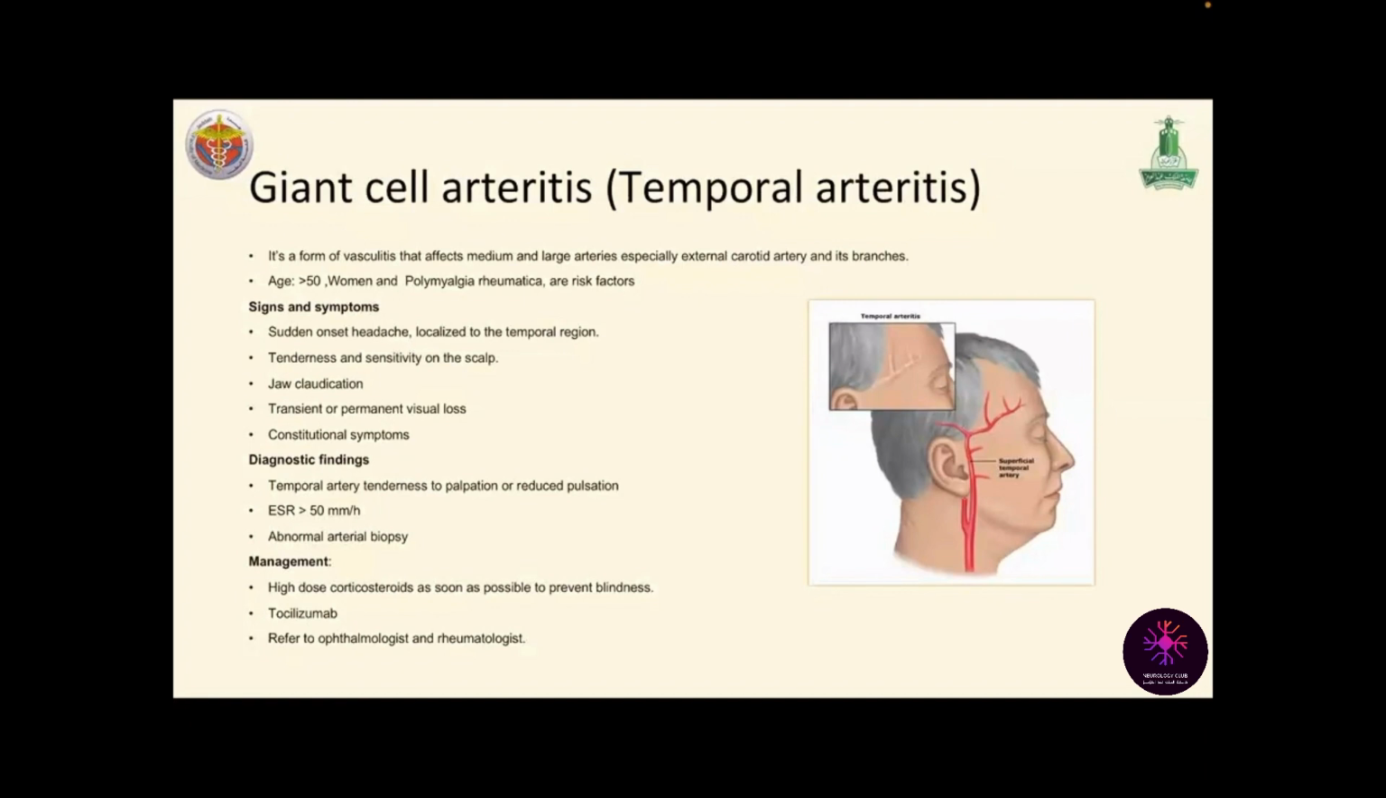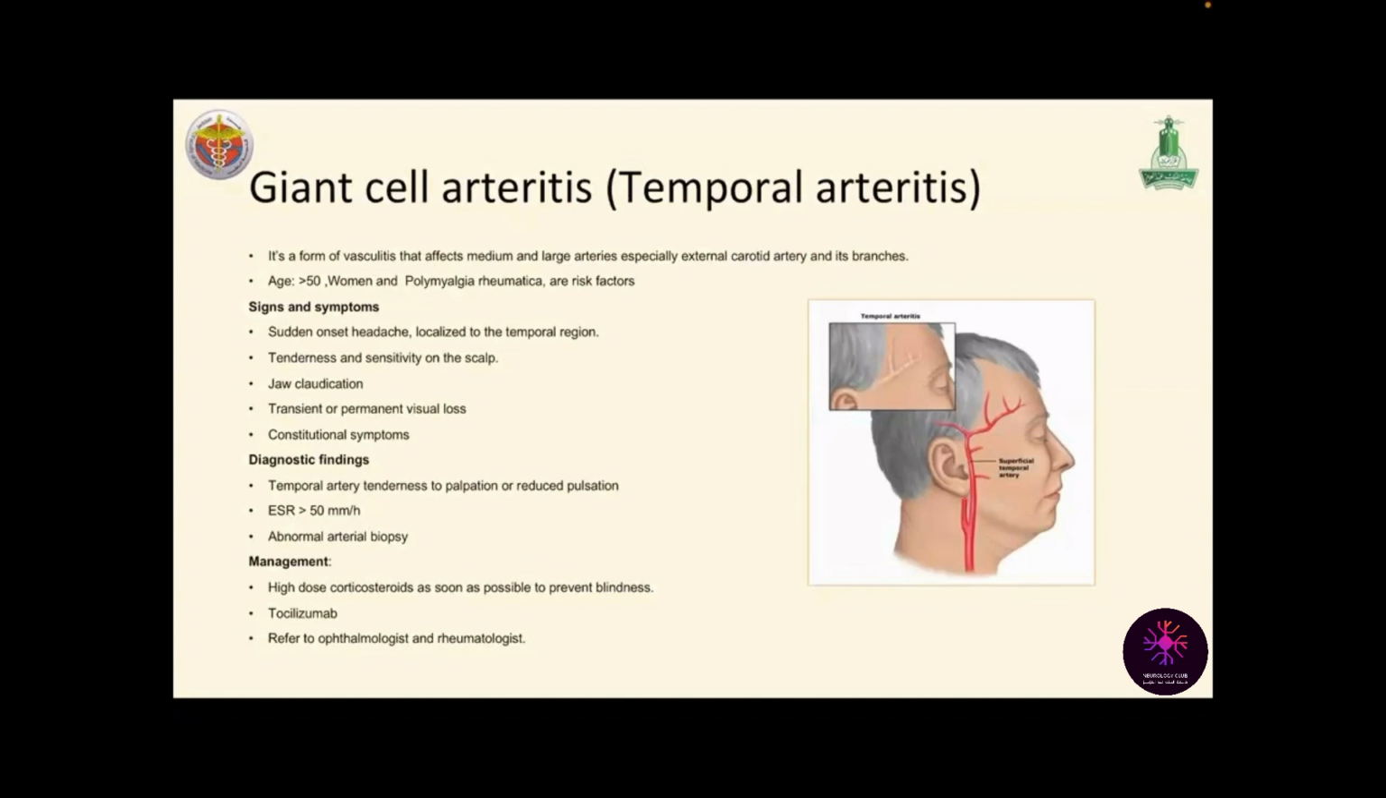Slightly over 1/3 of patients could go completely blind if left untreated. The patients can also have systemic symptoms, which could occur in up to 1/2 of patients, like fever, fatigue, and weight loss. For the diagnostic findings, patients can have tenderness on palpation of the temporal artery region, or even reduced pulsations. On the labs, typically they're going to have high ESR and CRP levels.